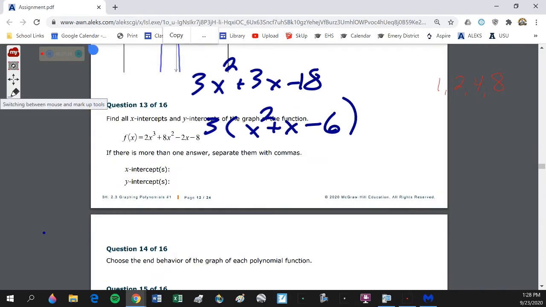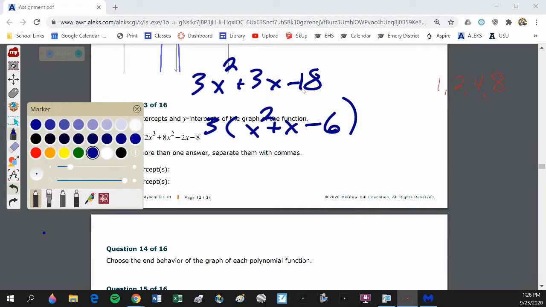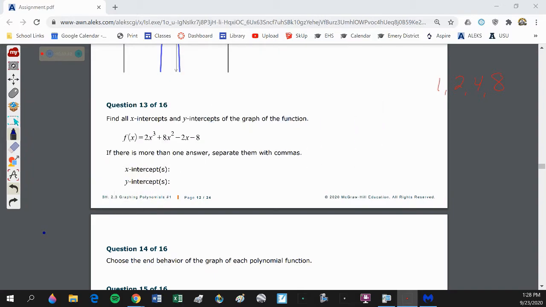Okay. Look at number 13. What could the roots be? 1, 4, 2, and 1, 2, 4, and 8. Everybody see that? So here's what you do. You pick 1, 2. Oh, well, first, let's try 1. Would 1 work? 2 plus 8 minus 2 minus 8 would be 0. So that one would work. So you could do that one really fast. Okay? Or you could try a different one.